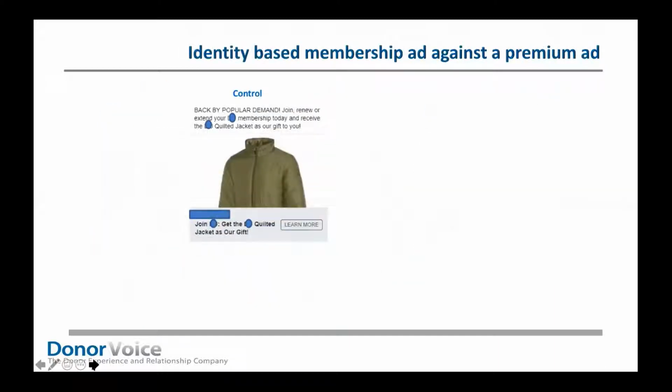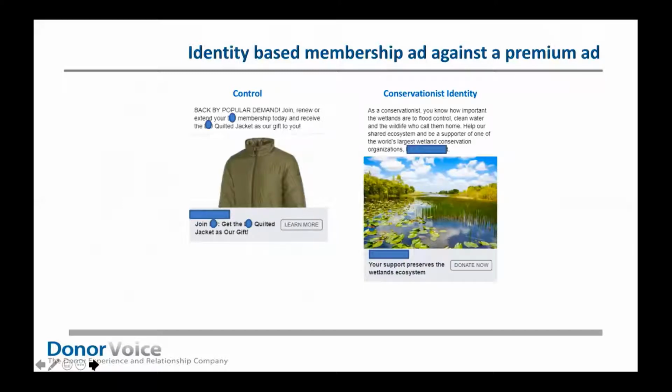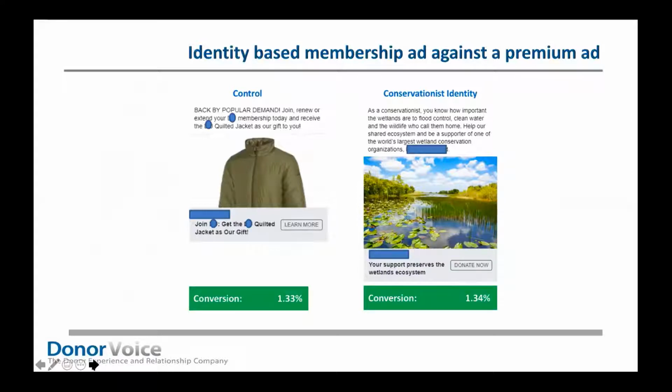For another client, we wanted to test how an identity-focused message would perform against their traditionally very strong premium offer. And in this case, we had two identities. The first one was being a conservationist. So we created an ad that speaks to its values. As a conservationist, you know how important the wetlands are, help our shared ecosystem, and so forth. Looking at the performance, you can see that they performed as well.